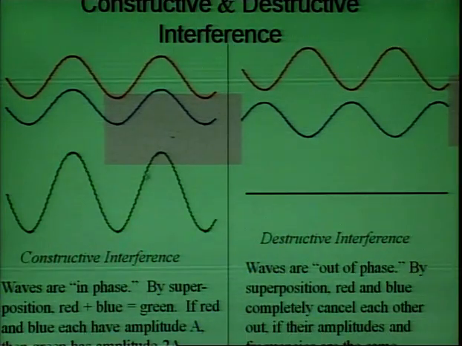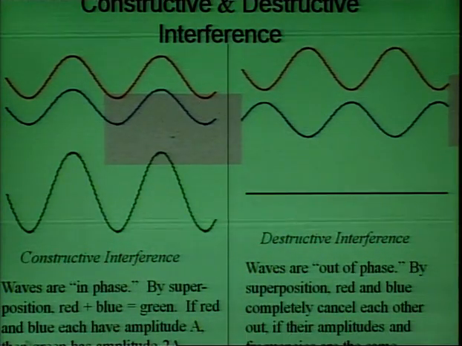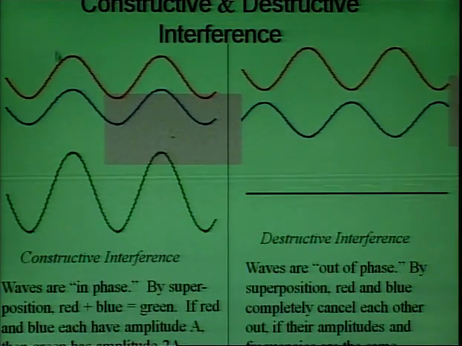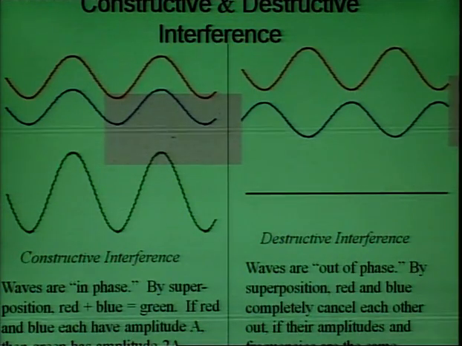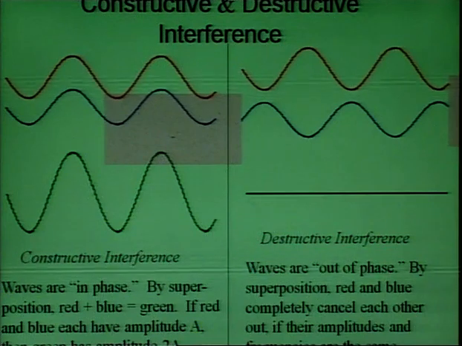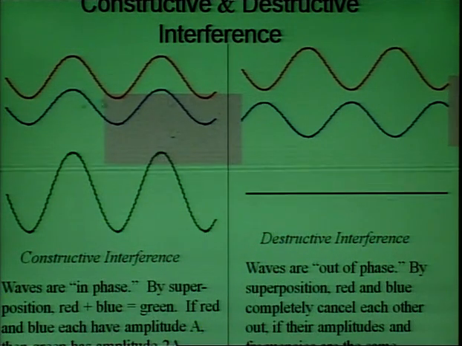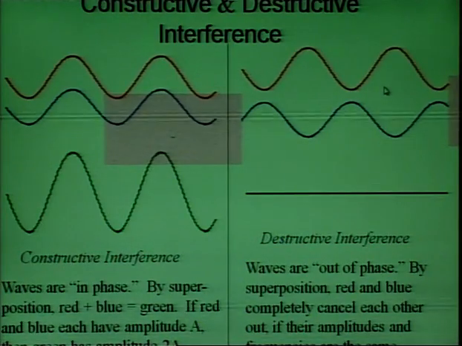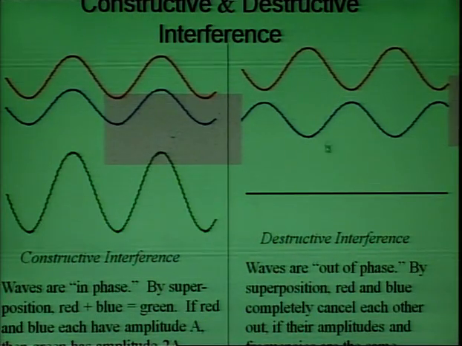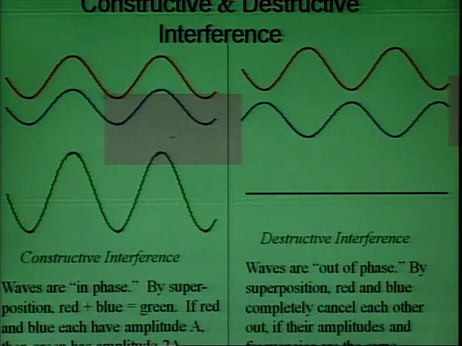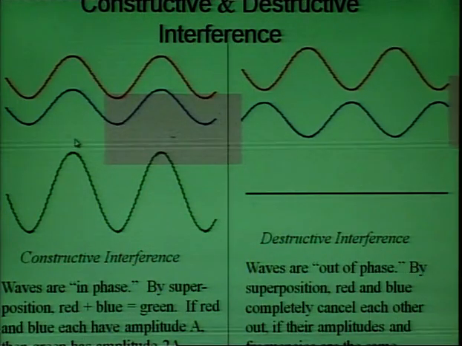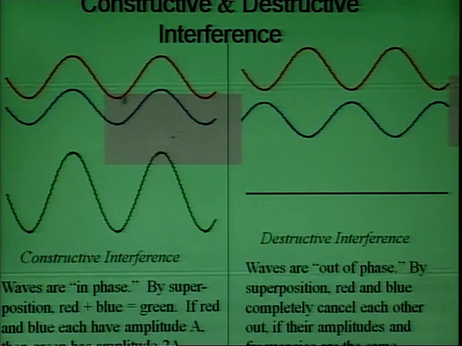So its amplitude has increased. If red and blue have the same amplitude, if both have the same amplitude A, then the green has amplitude 2A. So this represents constructive interference. Now in destructive interference, the two waves are out of phase. They are in opposite phase. Same phase, crest falls over crest, trough falls over trough.